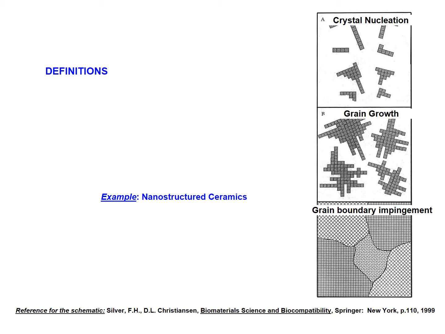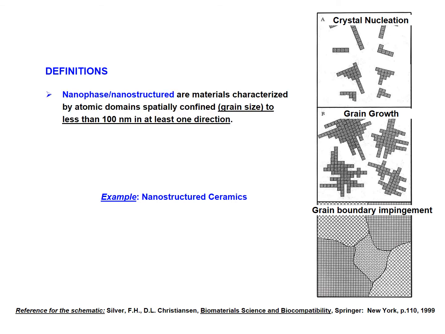So if we use this particular illustration and then go back to rephrase the definition of a nanophase nanostructure material, the important thing to keep in mind is that these materials have atomic domains, so-called grain sizes, which are less than 100 nanometers in at least one direction. In contrast, the conventional or so-called micron size are the materials which have grain sizes greater than 100 nanometers.